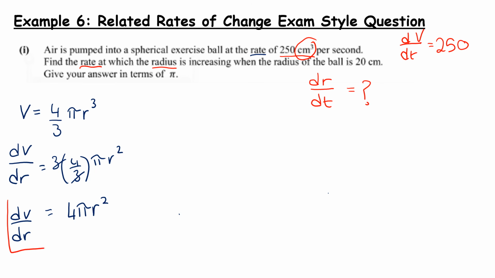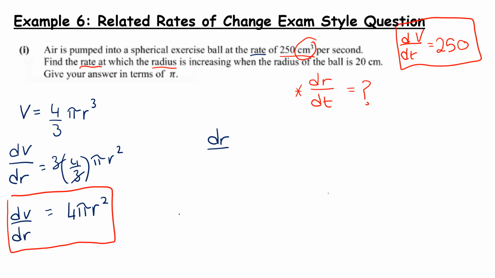Okay, so I have dV dr that I've worked out, dV dt, the thing I was given, and dr dt, the thing I want. So dr dt, the thing I want, is equal to dV dt, the thing I was given, and I need to fill in a second fraction or partial derivative.